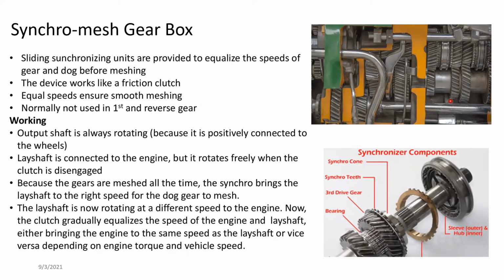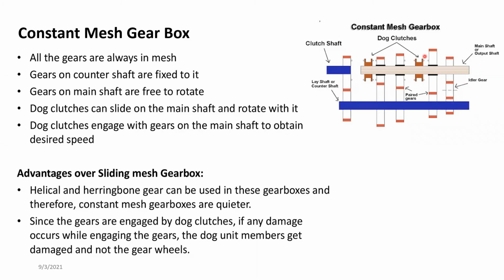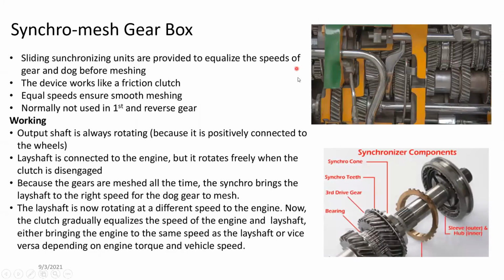So synchromesh gearboxes came next because these dog clutch gearboxes were difficult to operate, especially when changing the gears. So the synchromesh unit came. The synchromesh unit is a component that replaces the dog clutch. The advantage of this unit is that it has a design with a method to synchronize the speed of the gear wheel itself and then engage. So that's why it's called a synchromesh gearbox. The synchronizer is the added component in this.